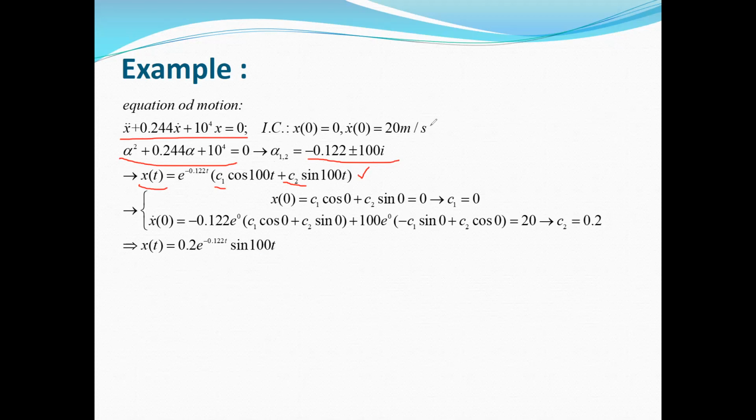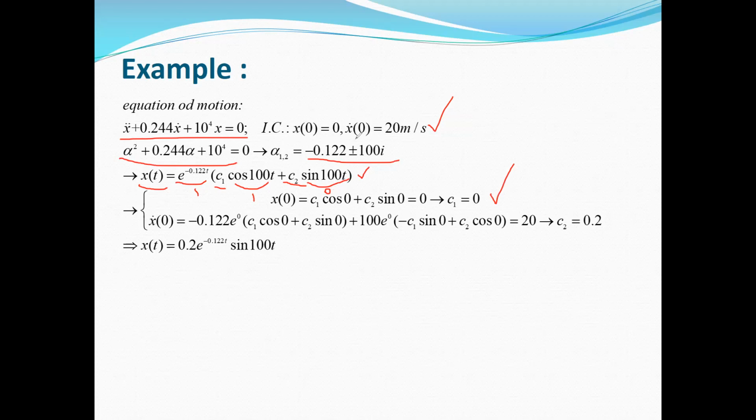which we need to find, and they are extracted from the initial conditions. At t equal to 0, x must be equal to 0. So we substitute t equal to 0. It will be exponential of 0, which is 1, cosine of 0, which is 1, and sine of 0, which is 0. So it will be c1 equal to 0, and we can conclude that c1 must be 0 to satisfy the first initial condition.